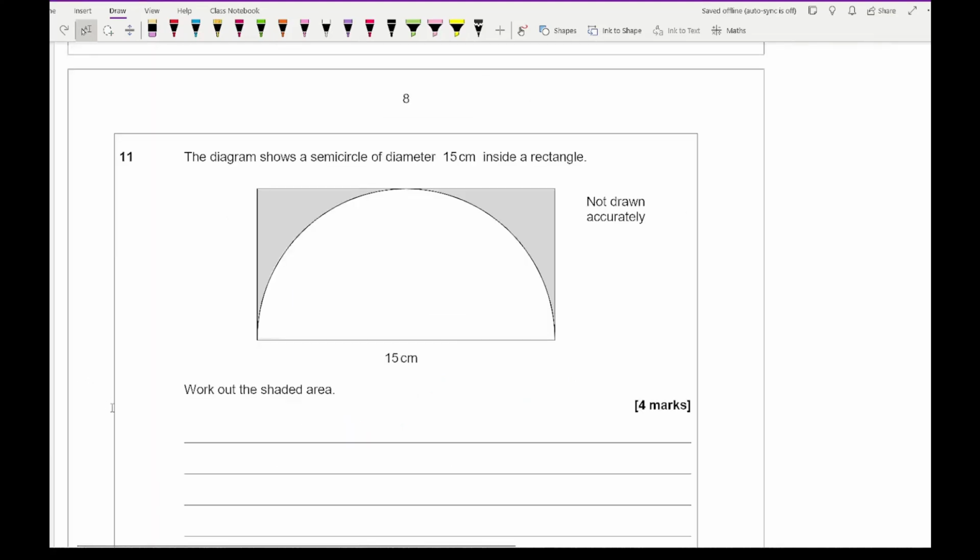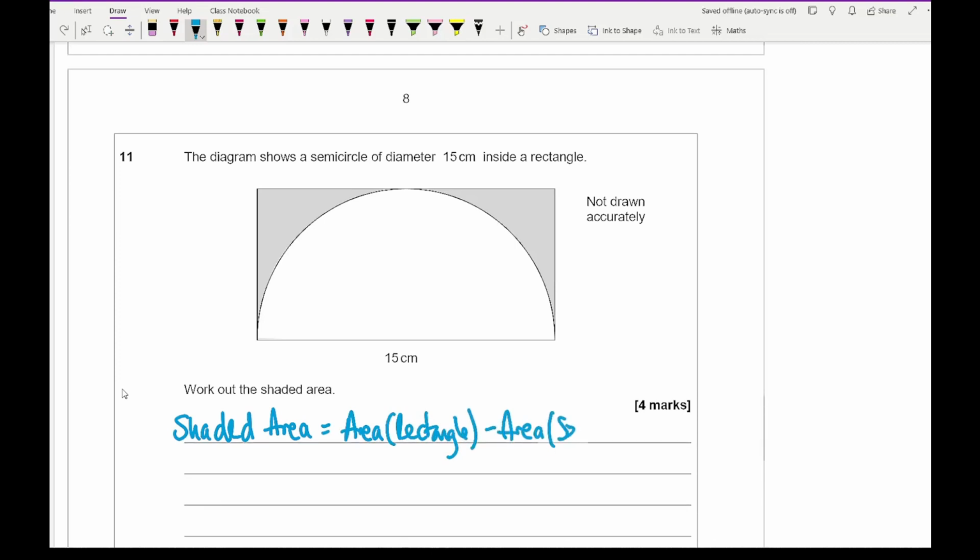And then moving on to question 11, it says the diagram shows a semicircle of diameter 15 centimeters inside a rectangle, and you want to work out the shaded area. Well, for these types of questions, the shaded area is often the big shape, which is the area of the rectangle, minus the area of the smaller shape, which in this case is a semicircle.